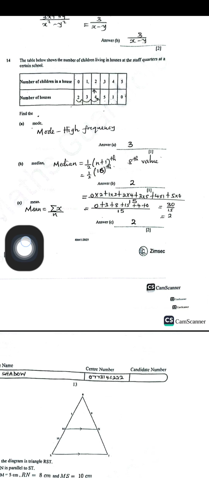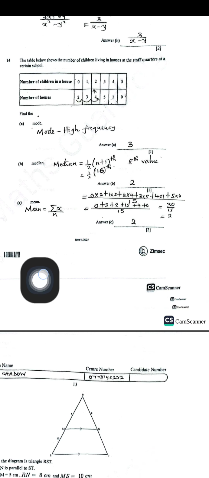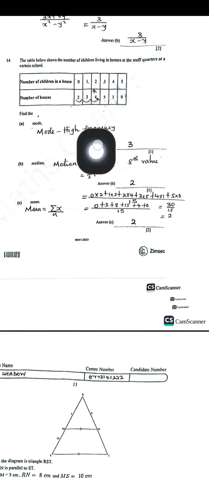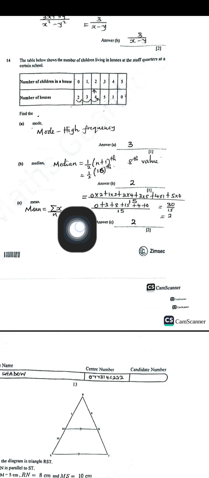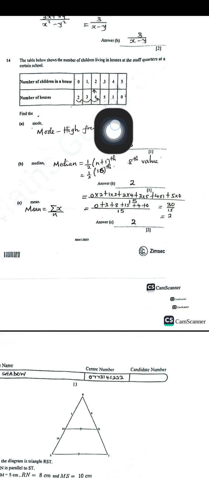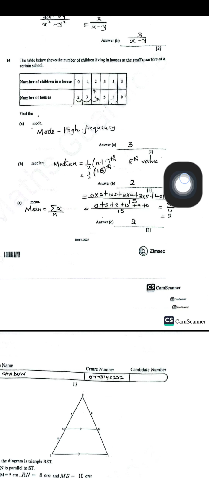Right, finding the mean. Mean is noted by the summation of x over n, or the number of terms divided by frequency. All right, so finding the mean under this given data, we are saying 1 times 2 plus 1 times 3 plus 2 times 4 plus 3 times 5 plus 2 times 1 plus 5 times 0. Right, everything divided by the number of terms.